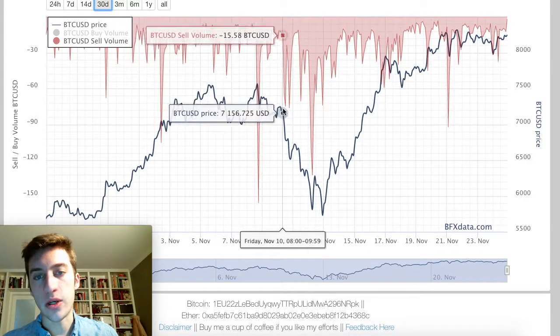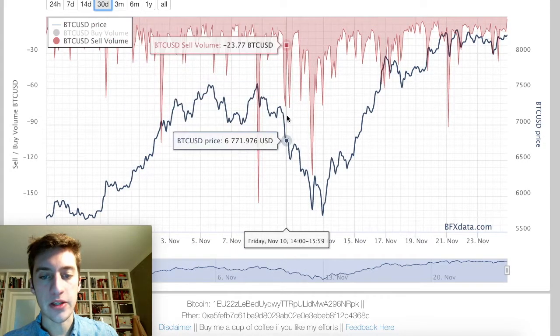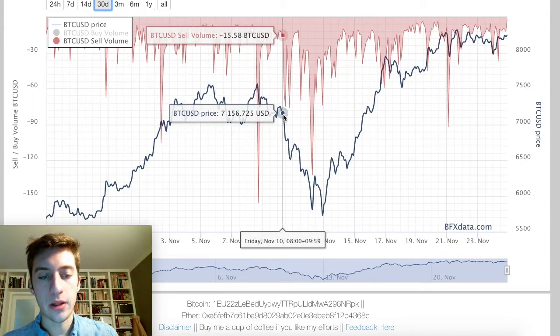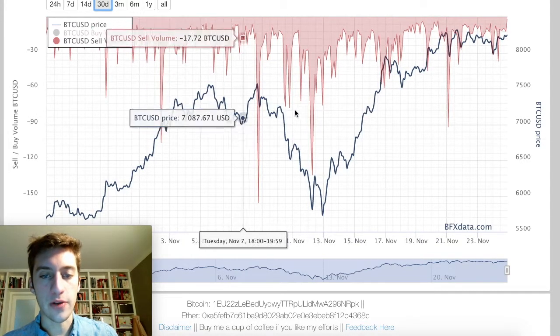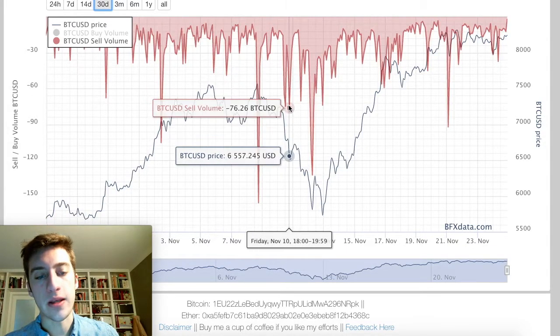I call this continuation selling as well because we have support right here, and we can see that we blast right through support. So we break out, also known as a breakdown, and price shoots below the support level with very high bearish volume. That is not a market bottom. That is a downtrend.